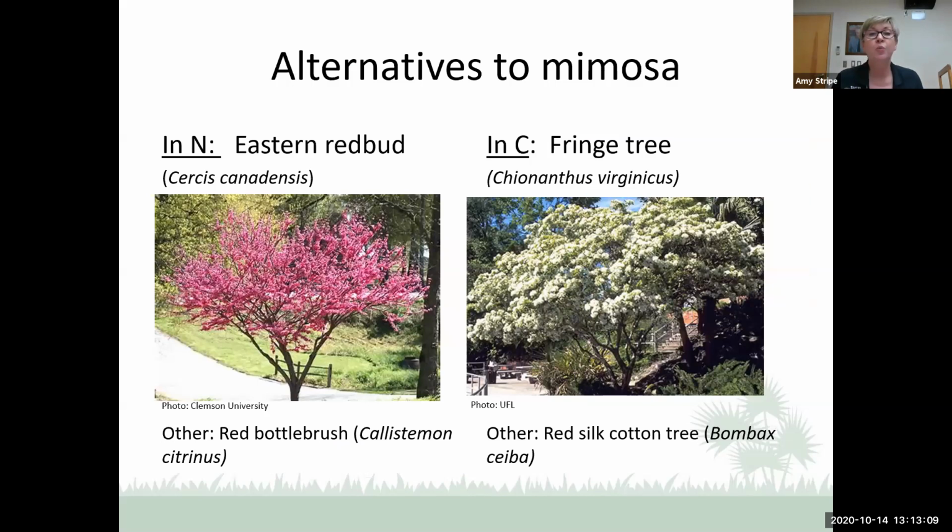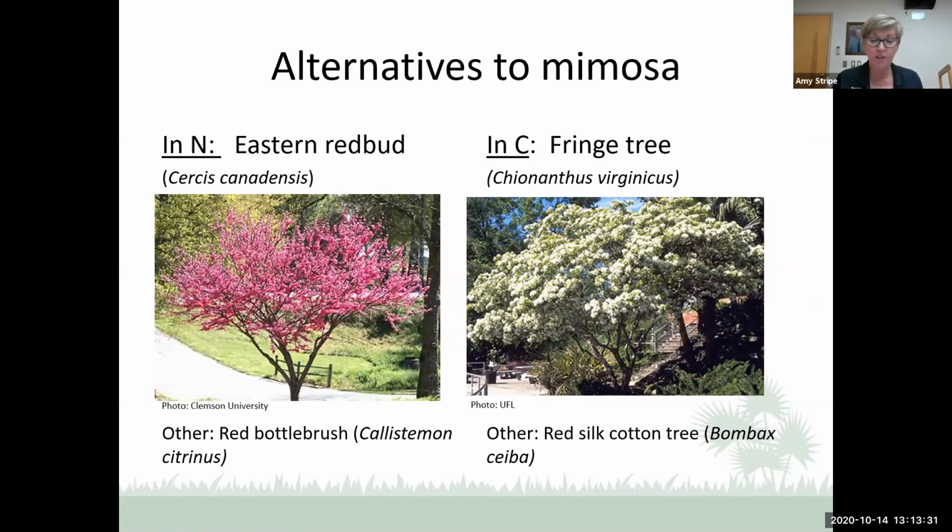The eastern redbud, that is Cercis canadensis, that is a native. It is also deciduous, has a similar look in terms of the coloration. Alternative for North Florida, you'll see below right here, this eastern redbud. This is a non-native, but for North Florida is the red bottlebrush, Callistemon citrinus.